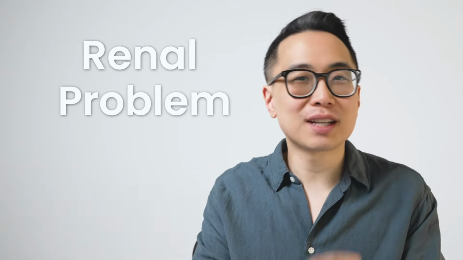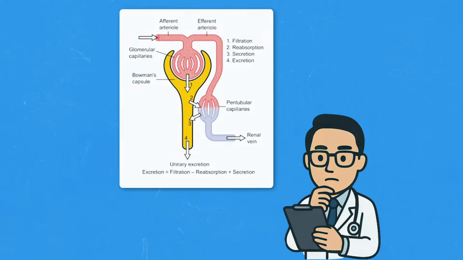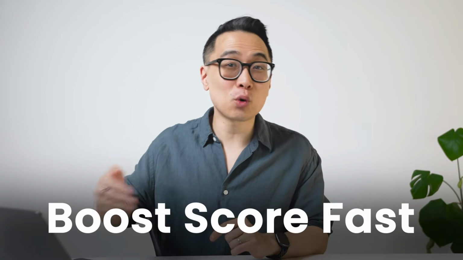Every renal problem is hiding one question. Where in the kidney is the problem? All those diagnoses that you memorized, they're really just different locations along the same tube. If you know what each part does, the labs are going to point you directly at the answer, and you can improve your score immediately.